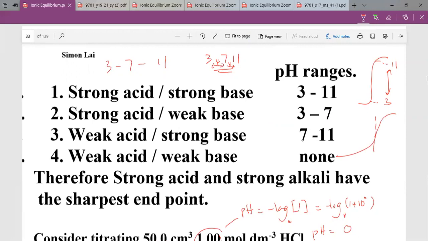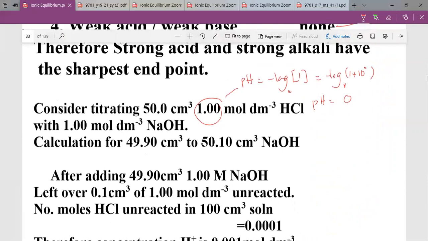So the three of them have a sharp endpoint because there's a big change in pH right at the endpoint. A small change in volume of titrant gives a big change in concentration of H plus, and therefore a big pH change, which will of course give you a big color change. A sharp endpoint.